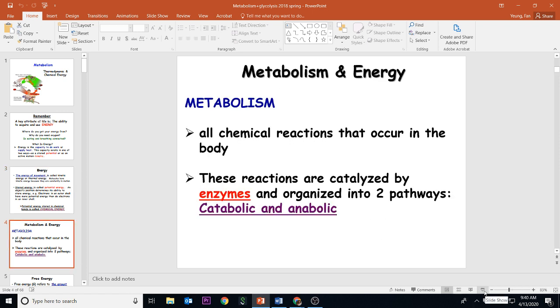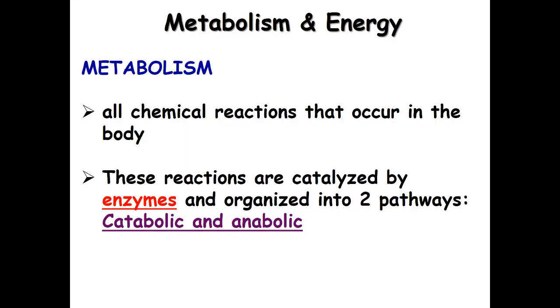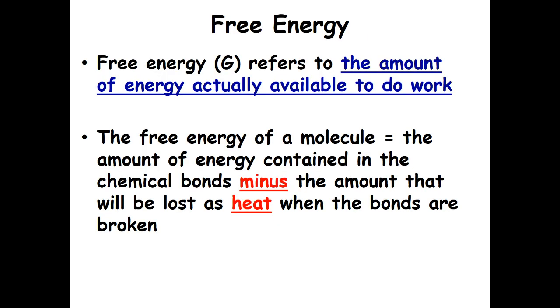Okay, so when we talk about energy, we're dealing with metabolism. Okay, metabolism is all the chemical reactions that happen inside of you. These reactions can be divided into two categories. One is catabolism or catabolic reactions. The other one is anabolic reactions. Okay, and all of these reactions are catalyzed by enzymes. Just remember all the metabolic reactions, catabolic or anabolic, are catalyzed by enzymes.